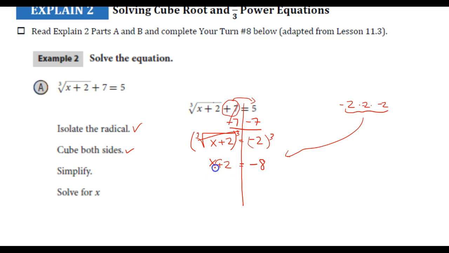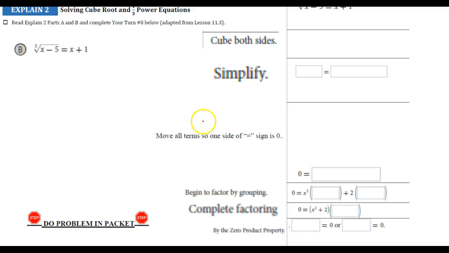And what's the opposite of adding 2? So we're going to solve for x next. That would be subtracting 2. So what would x equal? -10. Not too bad. I kind of like cube roots. They're not too bad. Let's continue on.